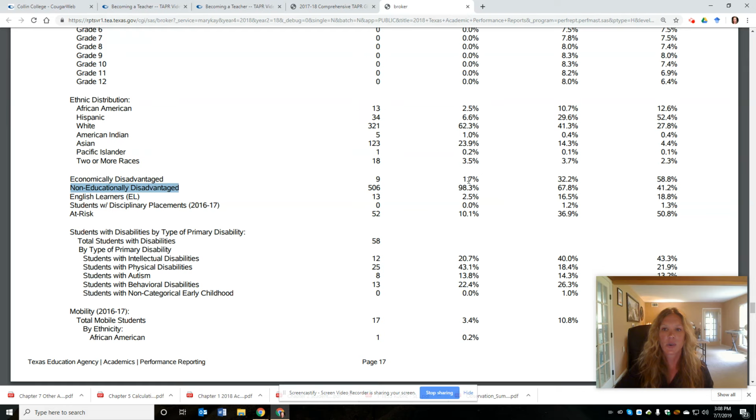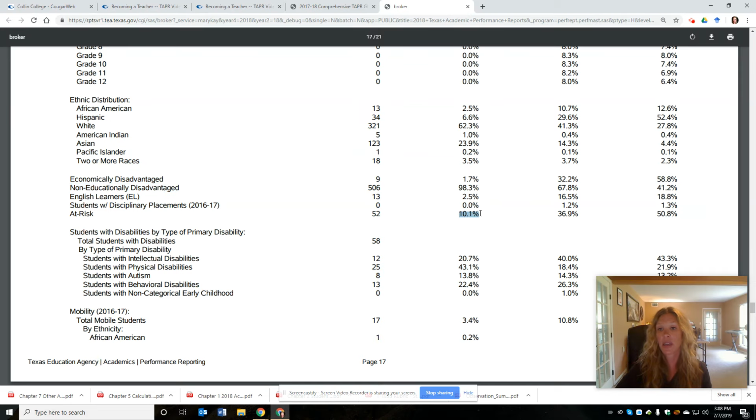So we see that at this school, only 1.7% are economically disadvantaged. What that means is that only 1.7% of the student population is on free and reduced lunch. Really that's one of the only indicators that we can use to see if students are disadvantaged or not. Then we've got English language learners, students with disciplinary placements, and then at risk.